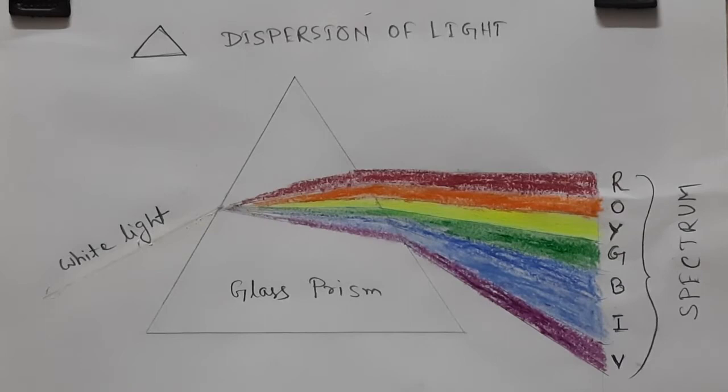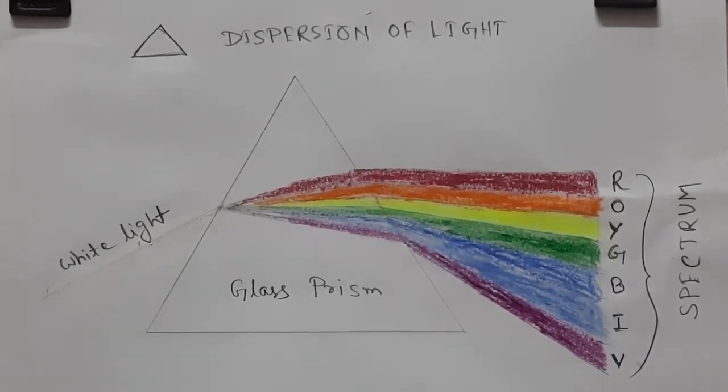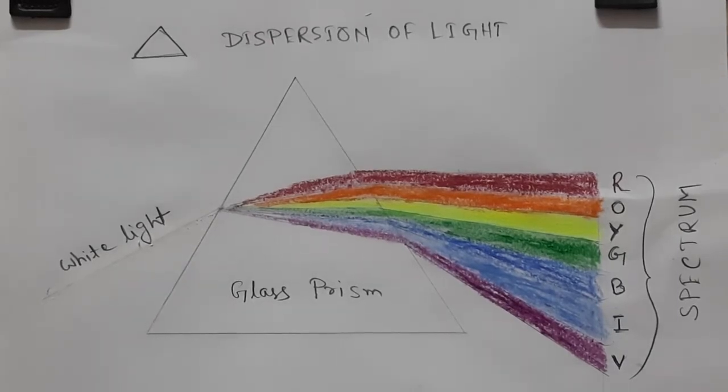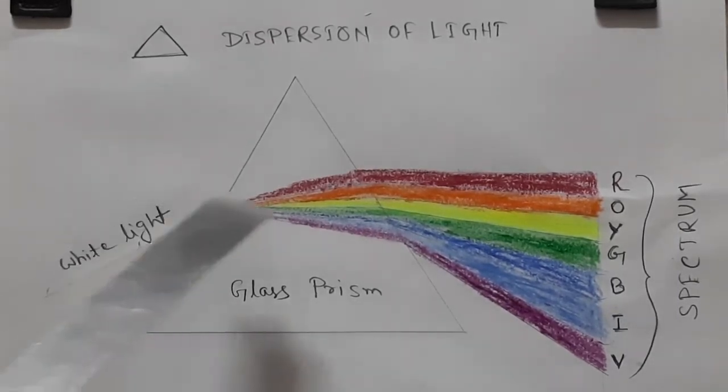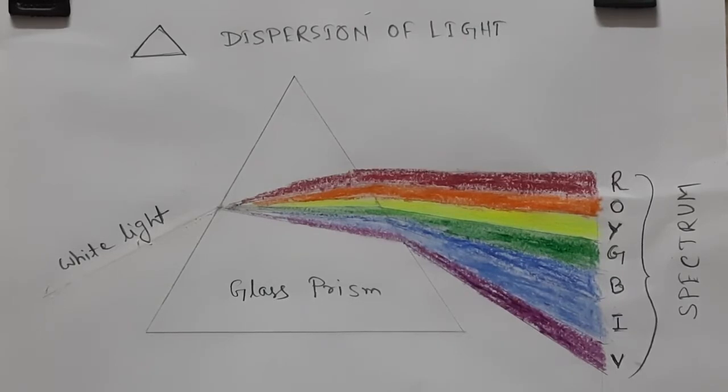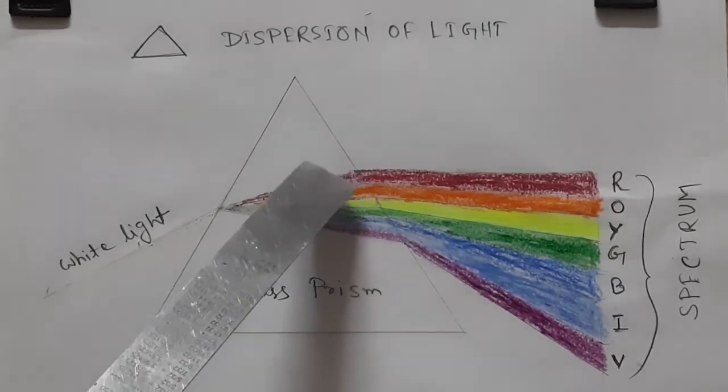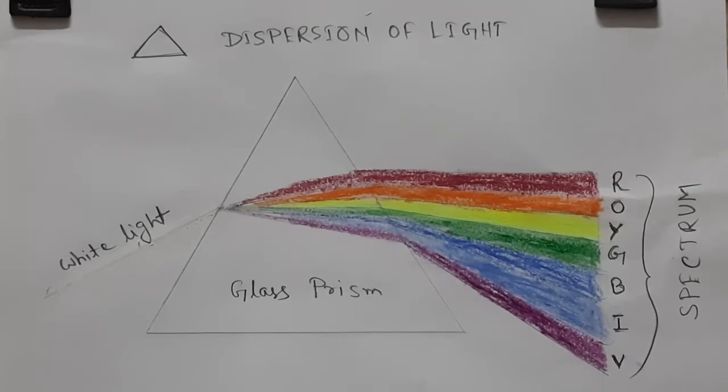But here we shall discuss why this phenomenon is happening. You can see here white light falls on one side of the glass prism, enters the glass prism, and after that comes out from the glass prism. In this case, this dispersion is happening due to the variation of the wavelength of different colors.